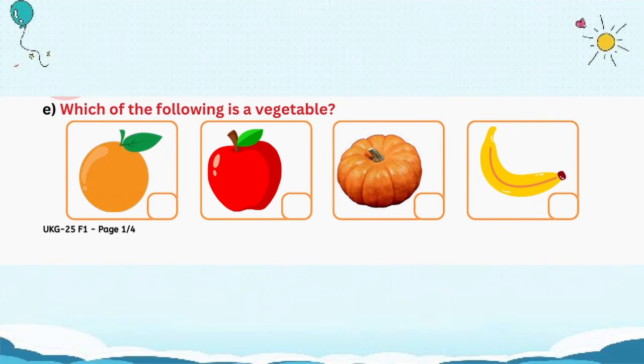Question 1, Part E. Which of the following is a vegetable? A. Orange. B. Apple. C. Pumpkin. D. Banana. The correct answer is C. Pumpkin, because pumpkins are a type of vegetable. Would you like me to read the next question?